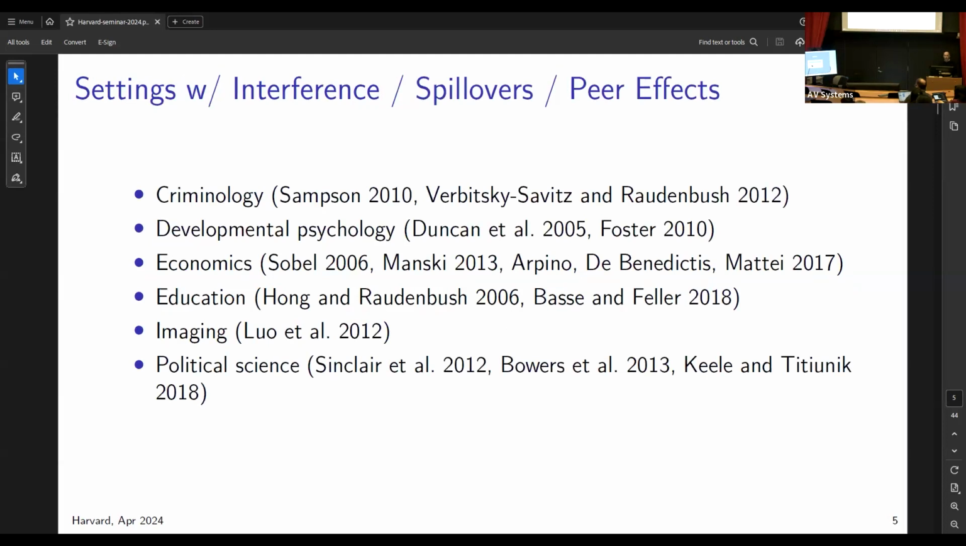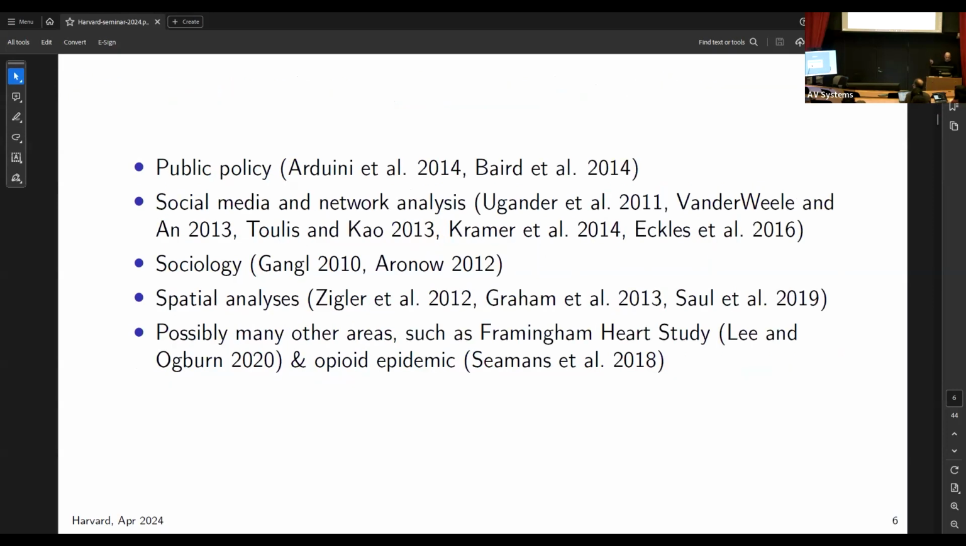There are lots of other areas where there might be interference or spillover effects. Sometimes these are called peer effects as well. So the nomenclature varies across literature. But there's been work in a variety of fields that I'm listing here. In the interest of time, I'll just skip over this. But suffice it to say, these interference, spillover, or peer effects are of interest in many different substantive areas. And for that reason, there's methodology coming out from different folks. It makes it a really interesting area to look at. Here are a few other areas where you can see these types of methods being developed and deployed.